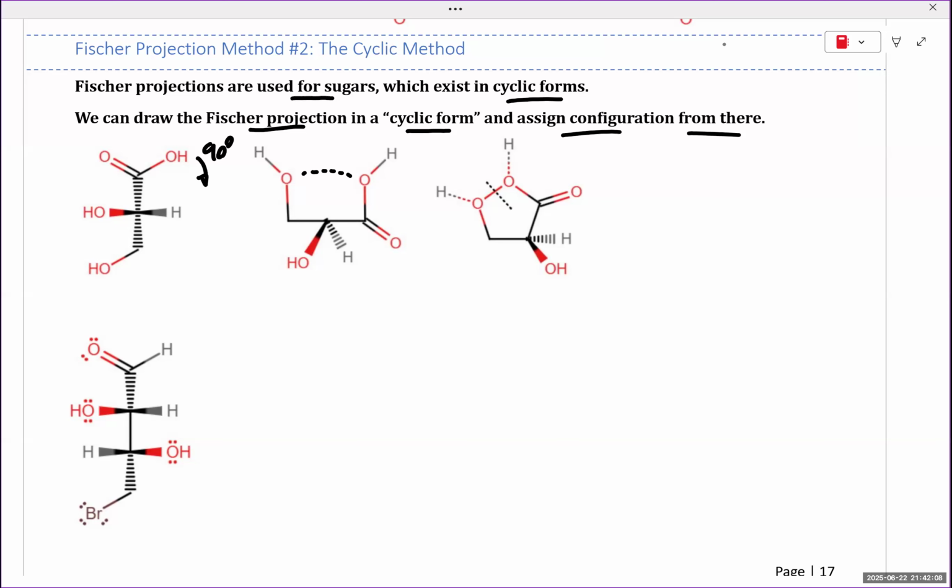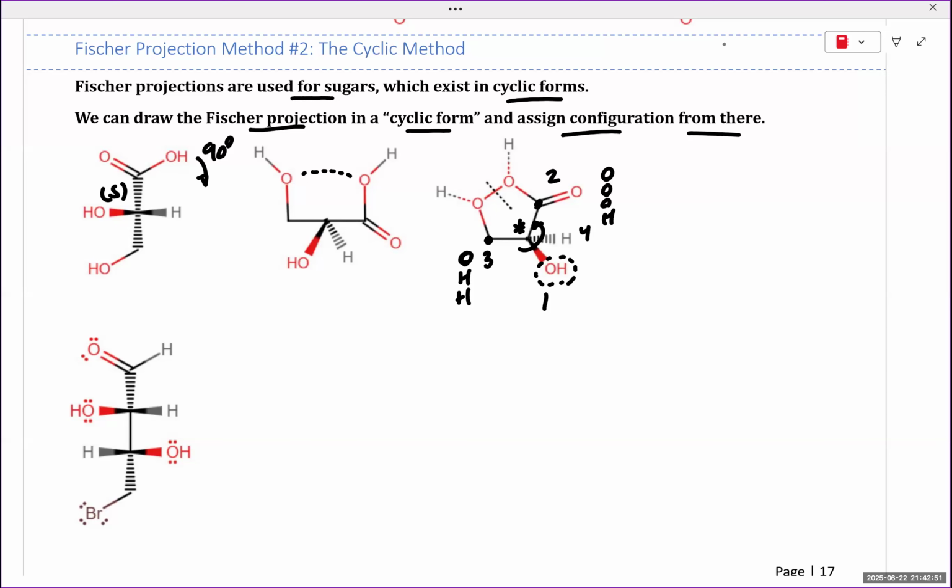They aren't actually connected, but if we draw our Fischer projection in this cyclic form, it makes it really easy to assign configuration. So in this case, as we can see here, we have a single stereocenter, the lowest priority group in the back. Ranking in terms of priority, oxygen's priority 1. This carbon is attached to an oxygen and 2 hydrogens. This carbon is attached to 3 oxygens and a hydrogen. So this top group's priority 2, the bottom group's priority 3. Tracing, this gives us counterclockwise or an S stereocenter.